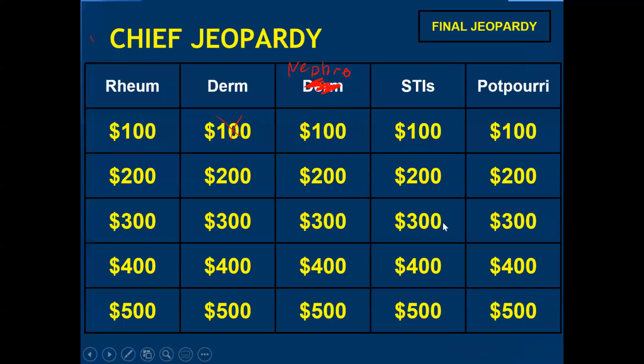What do we got? So that was STI 100. What do we got? All right, Potpourri 100. So this is generally just random stuff that the Chiefs watched on Netflix or some other channel. Oh, it's not medical? No, no.